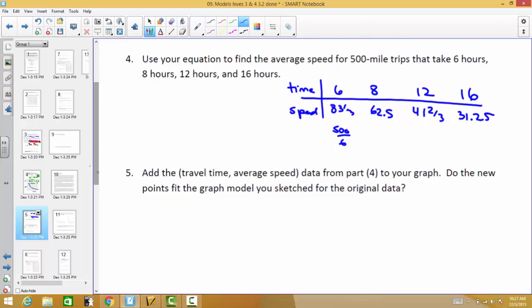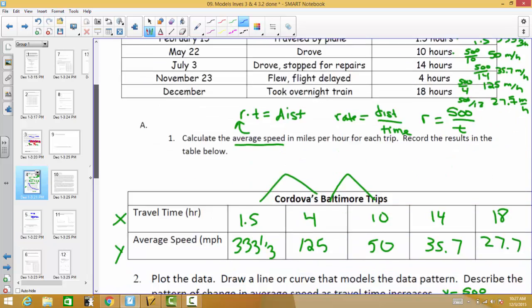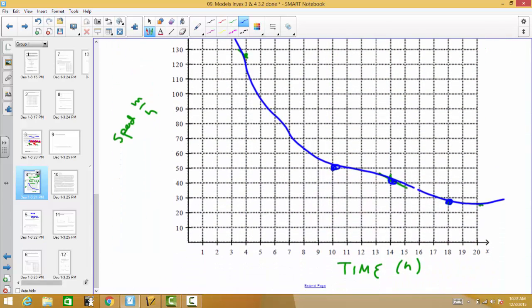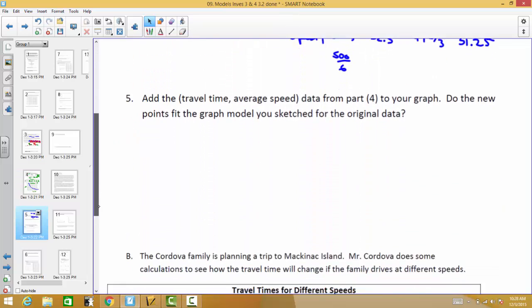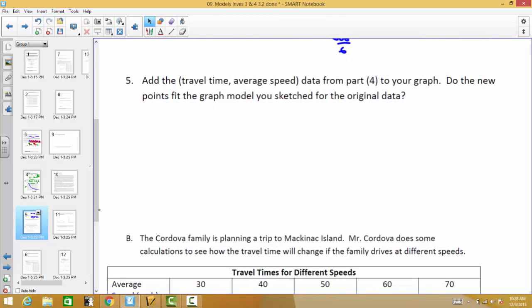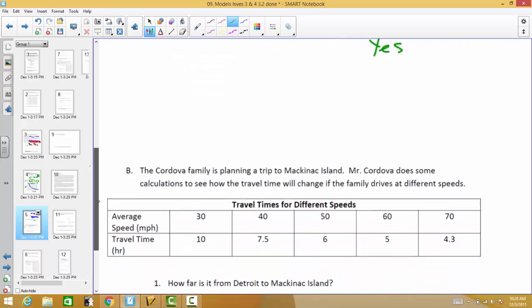That's the inverse. These will go right over the top of our points. Like let's look at 12, 41 and 2/3. Nothing should change here. So 12, 41 and 2/3 is right here. This should go right through here in my awesome perfect curve. So nothing is changing. Every single one of those points will fit this curve perfectly. So yes, it fits perfectly. You could put them all on there right now if you'd like.